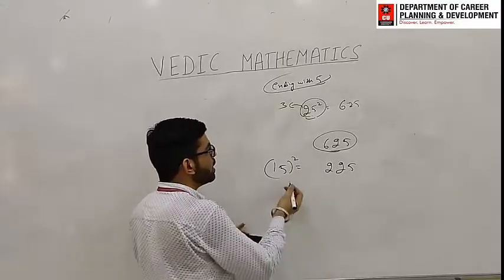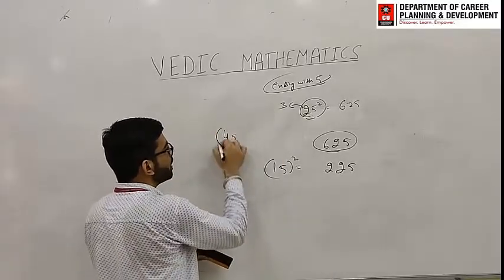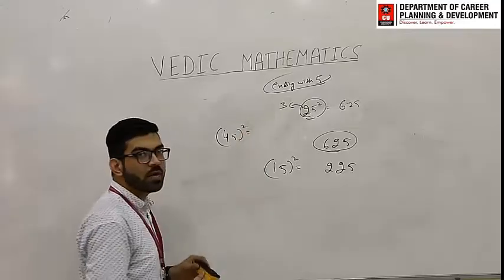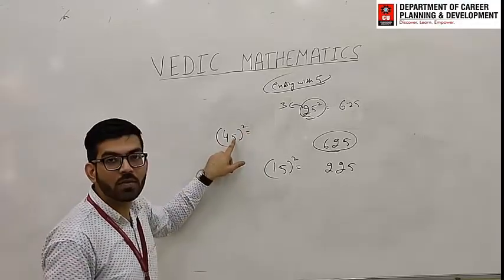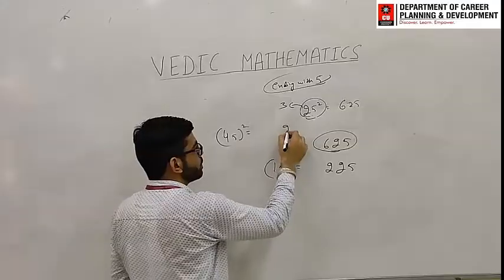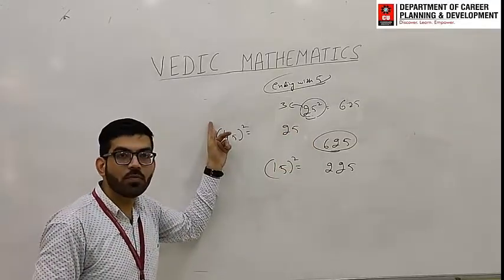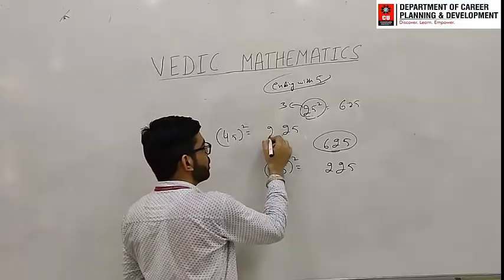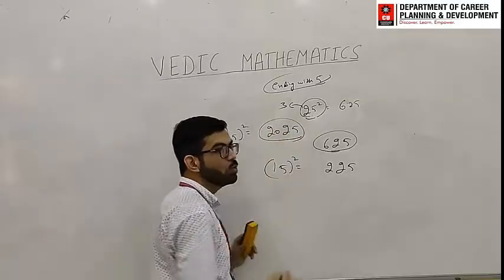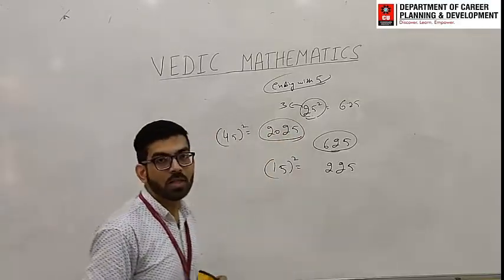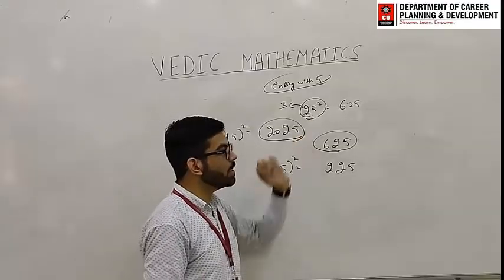Similarly, you can see another example. Suppose there is the number 45. Square of 45. The number is ending with 5. Square of 5, 25. 4 times the next number 5, 4 into 5, 20. So our answer will be 2025. This is the trick where a number is ending with 5.